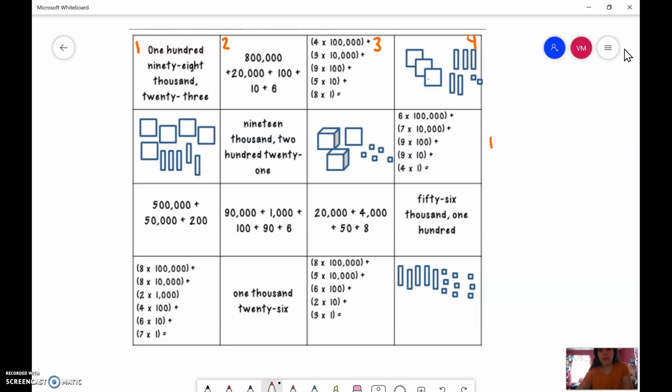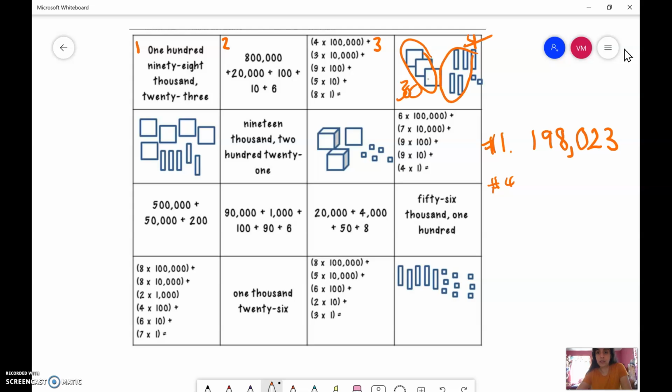Number 1, another way to represent 198,023. So the answer for number 1 is a standard form. So I'm gonna write it 198. So it's still like place value, because next year you're gonna go all the way to billions, thousands, remember the comma, 23. So I have 23, so I don't have any hundreds, so I had to put it like that.